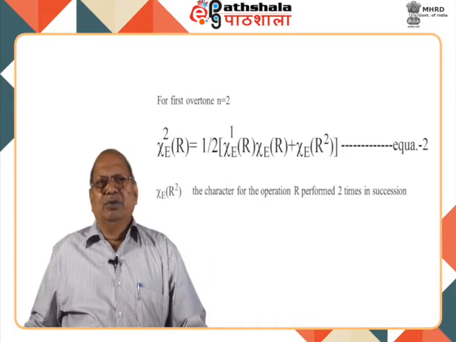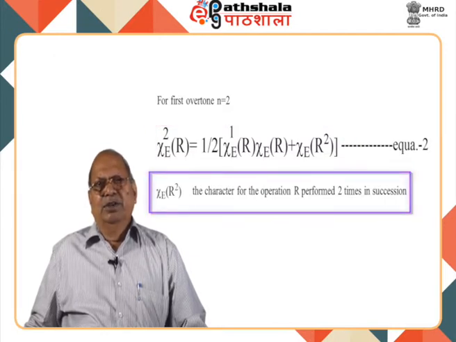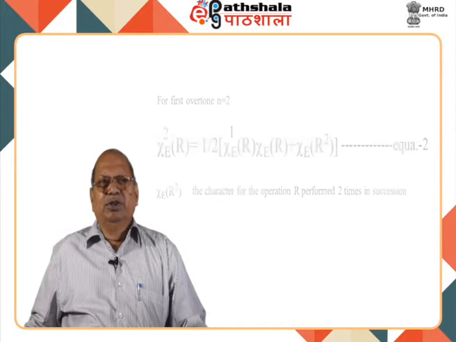And let us now apply equation 2 for finding the activity of the first overtone of E mode in the C3V point group. The second equation is chi_E^2(R) = 1/2 [chi_E(R) chi_E(R) + chi_E(R^2)], where R is carried out 2 times. Let us first find chi_E(R^2), the character of R performed 2 times in succession, for each symmetry operation of the C3V point group.